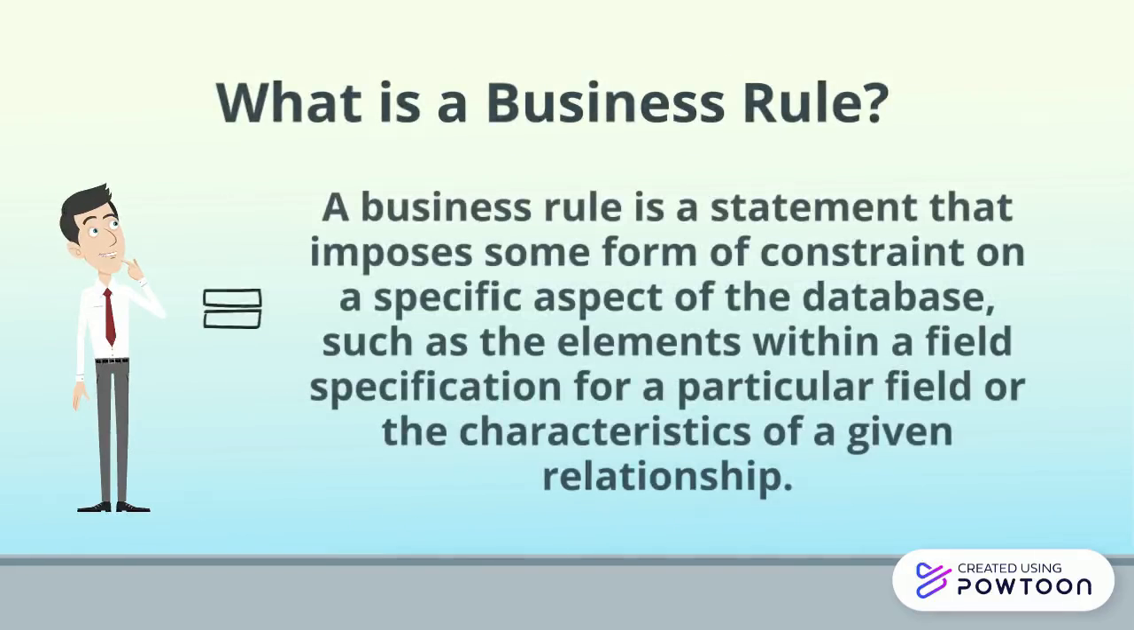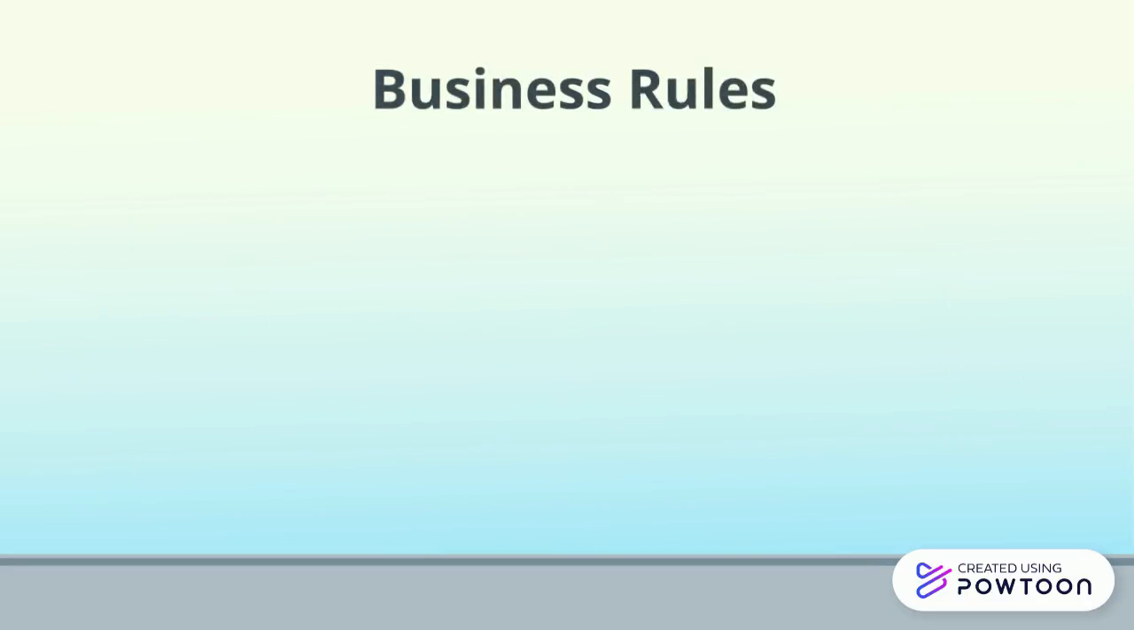A business rule is a statement that imposes some form of constraint on a specific aspect of the database, such as the elements within a field specification for a particular field or the characteristics of a given relationship. Now we have the idea of what a business rule is. We will begin the business rules for the I Love Milk Tea shop.